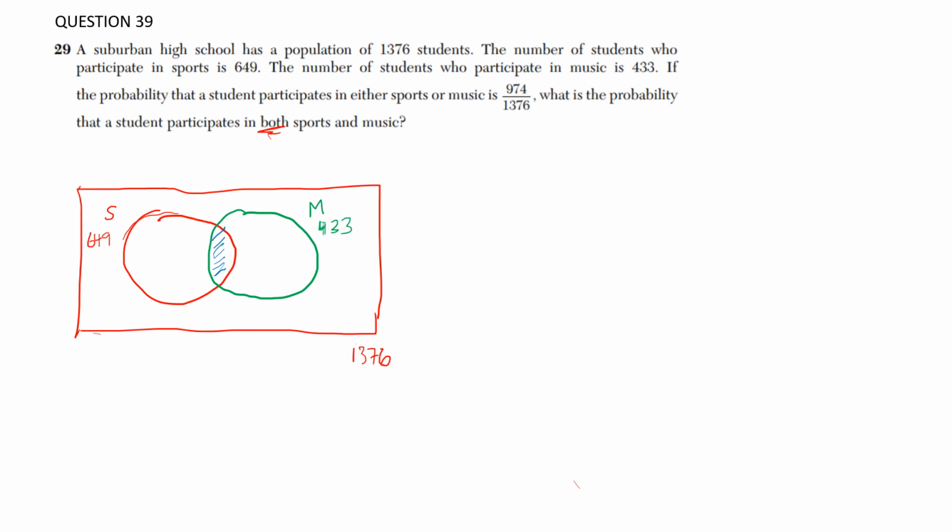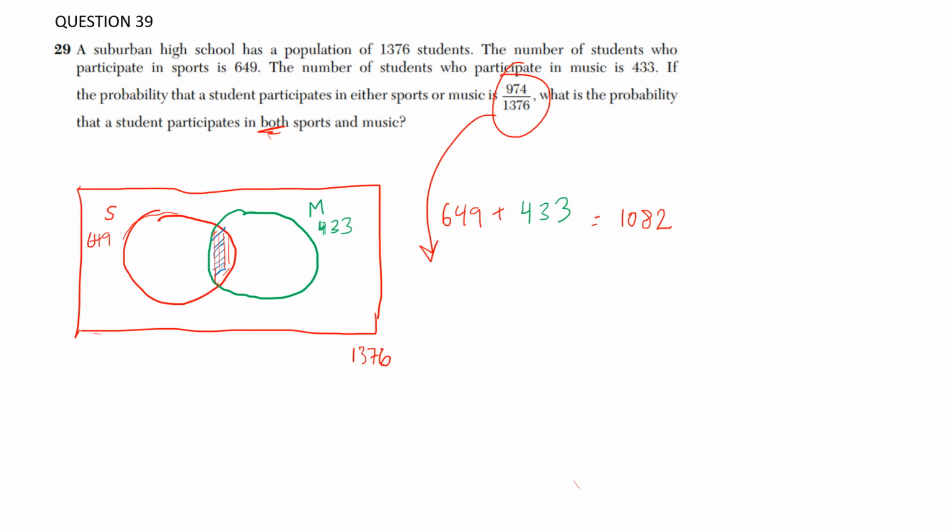So if we add these two numbers, 649 plus 433, we will very quickly determine that the sum of that is 1,082. Okay. So that's fine. We're not over the 1,376. But we just added 2 of these circles, right? But we've double counted what's in that overlapping region. Okay? Now, let's keep that in mind because we're going to talk about this number next.